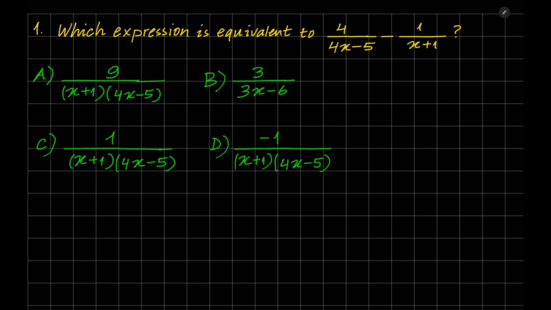To subtract one rational expression from another, the denominators of the expressions must be the same. Since 4x minus 5 and x plus 1 do not have any common factors, each rational expression should be written with a common denominator. So, 4 over 4x minus 5 minus 1 over x plus 1 is equal to, let's cross multiply.